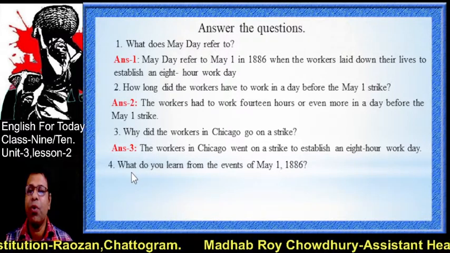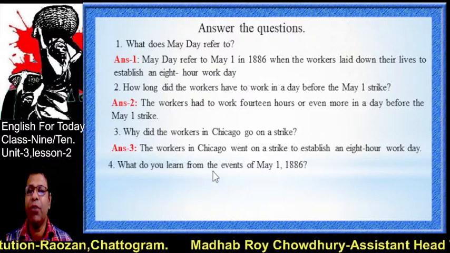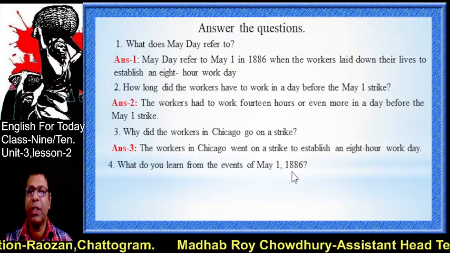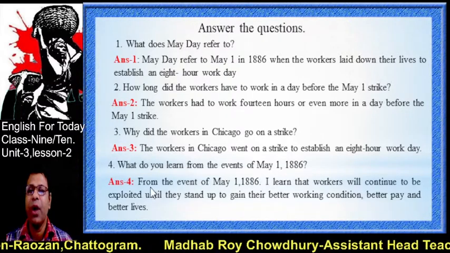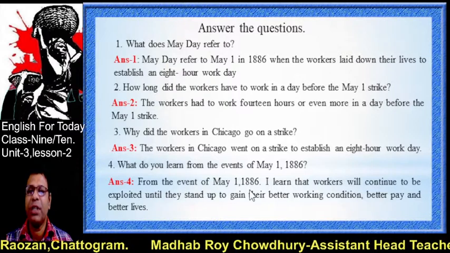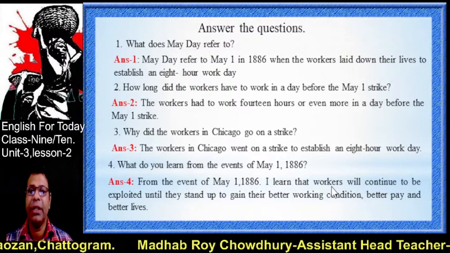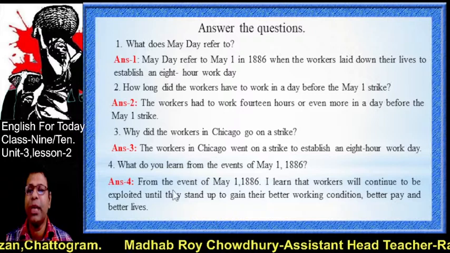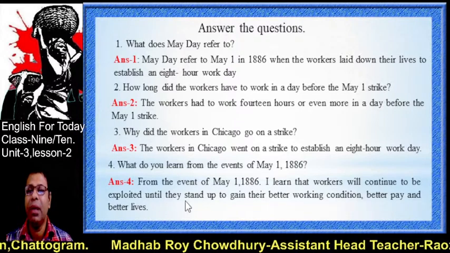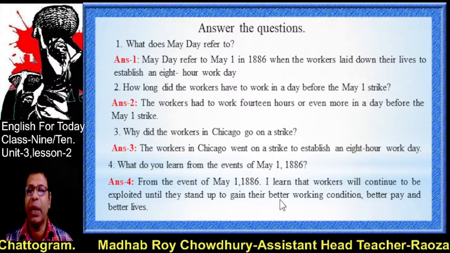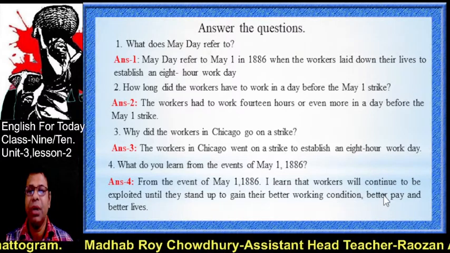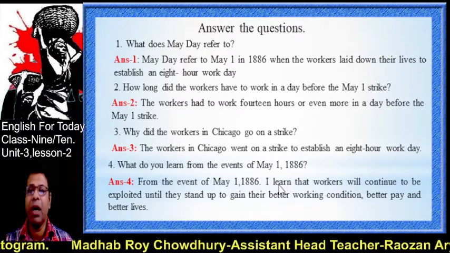Question number 4, what do you learn from the events of May 1st, 1886? From the events of May 1st, 1886, I learned that workers will continue to be exploited until they stand up to gain better working conditions, better pay and a better life.